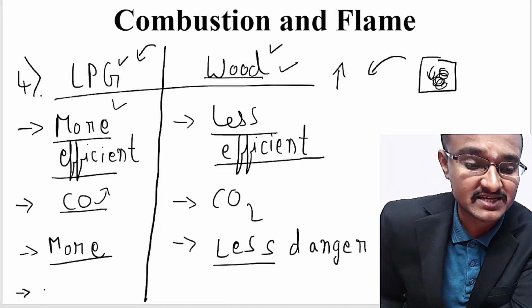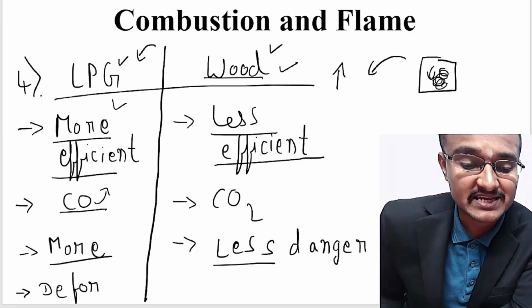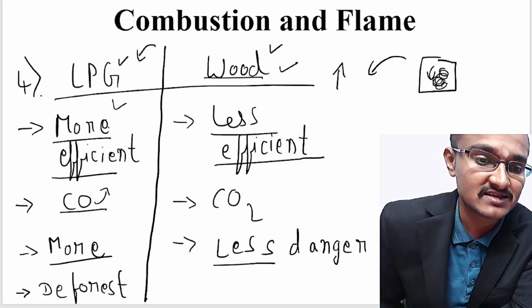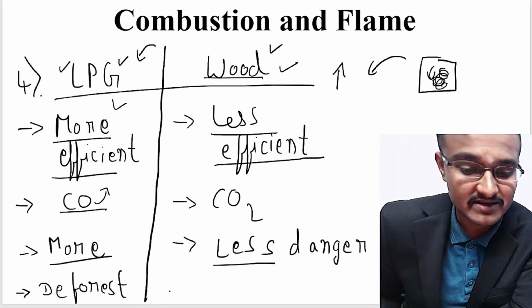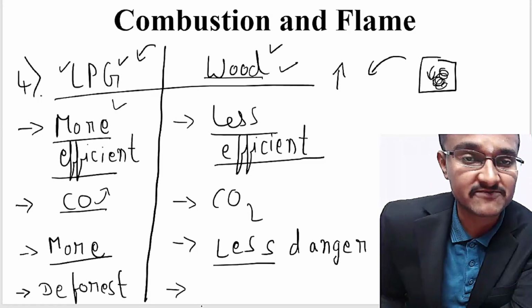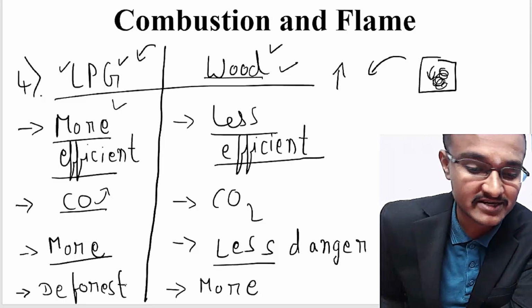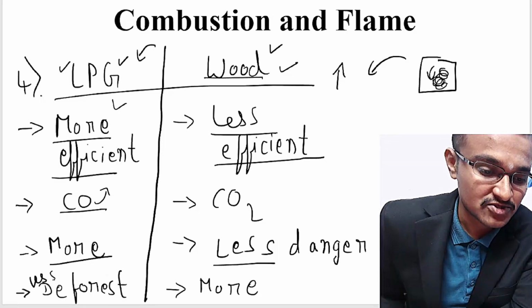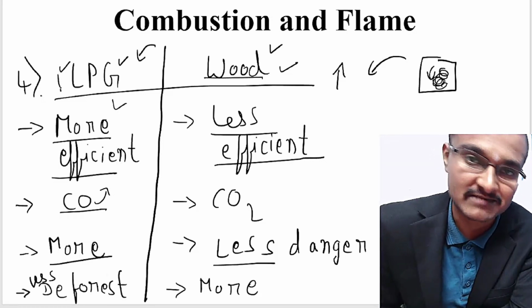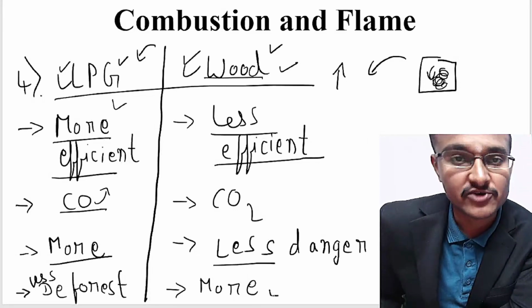When you use LPG, there will be less deforestation happening, because you are not using any wood kind of things to burn this liquid petroleum gas. But with wood, you are cutting the trees and using that wood as a fuel. So that's why more deforestation happens here. So here it is more, here it is less. Less deforestation happens when you use LPG as fuel, and more deforestation happens when you use wood as fuel.